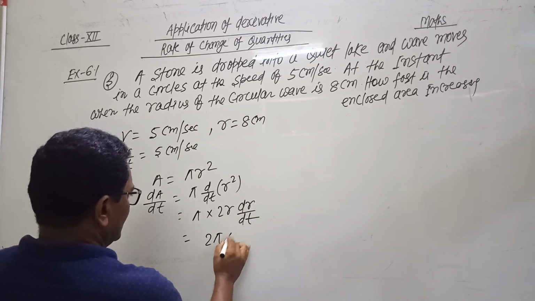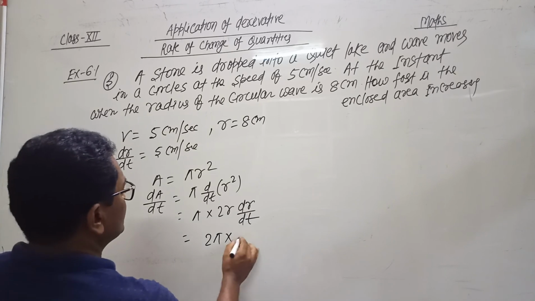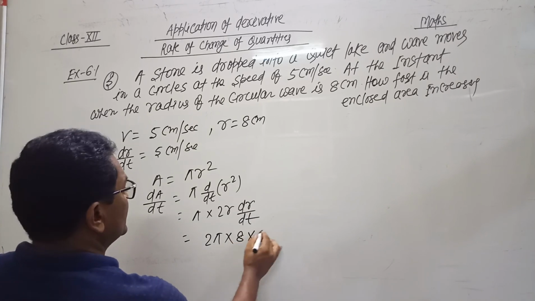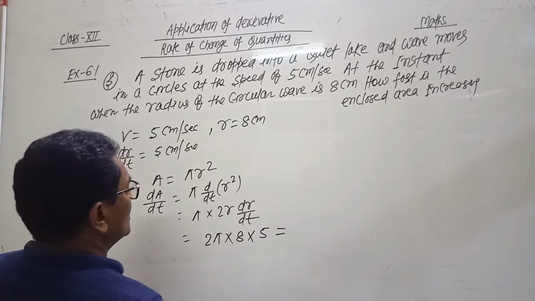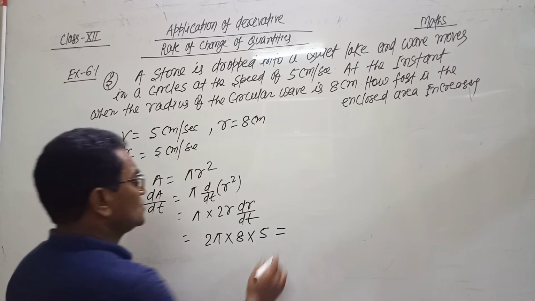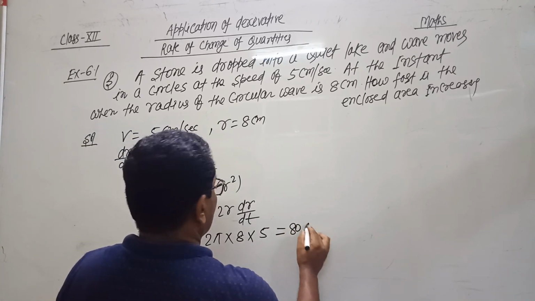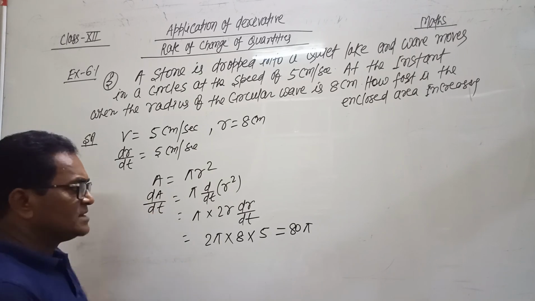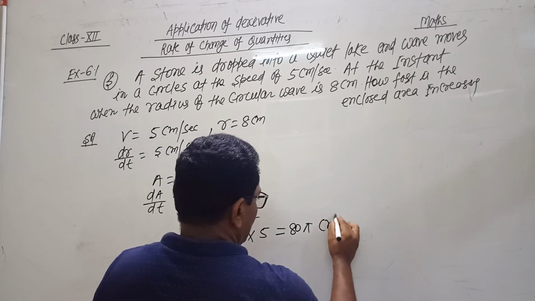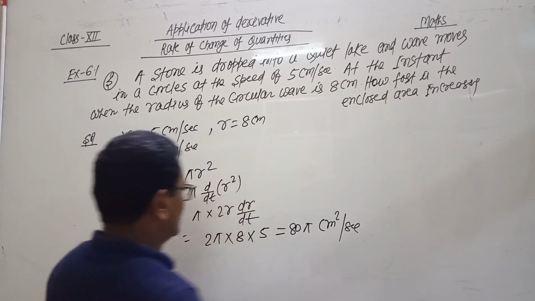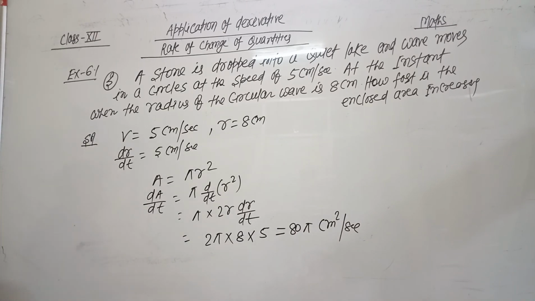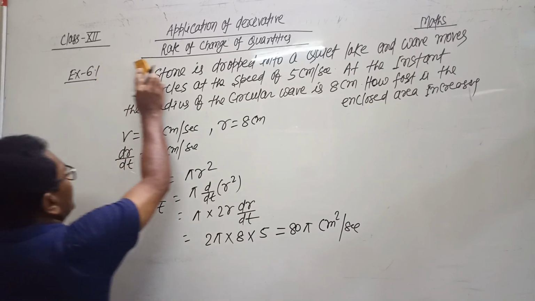So 2 pi, the value of r is 8 and the value of dr by dt is 5. So we get 40 into 2, 80 pi. The unit of area is centimeter square and the time is second. So 80 pi centimeter square per second. This is the rate at which the enclosed area is increasing.